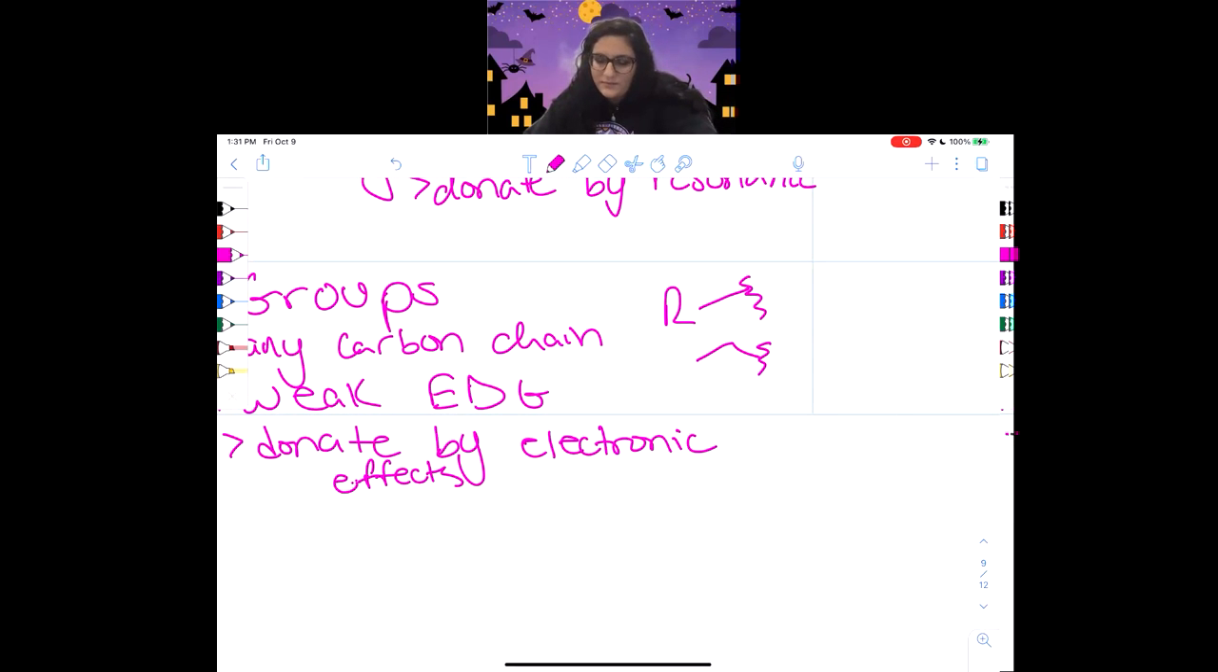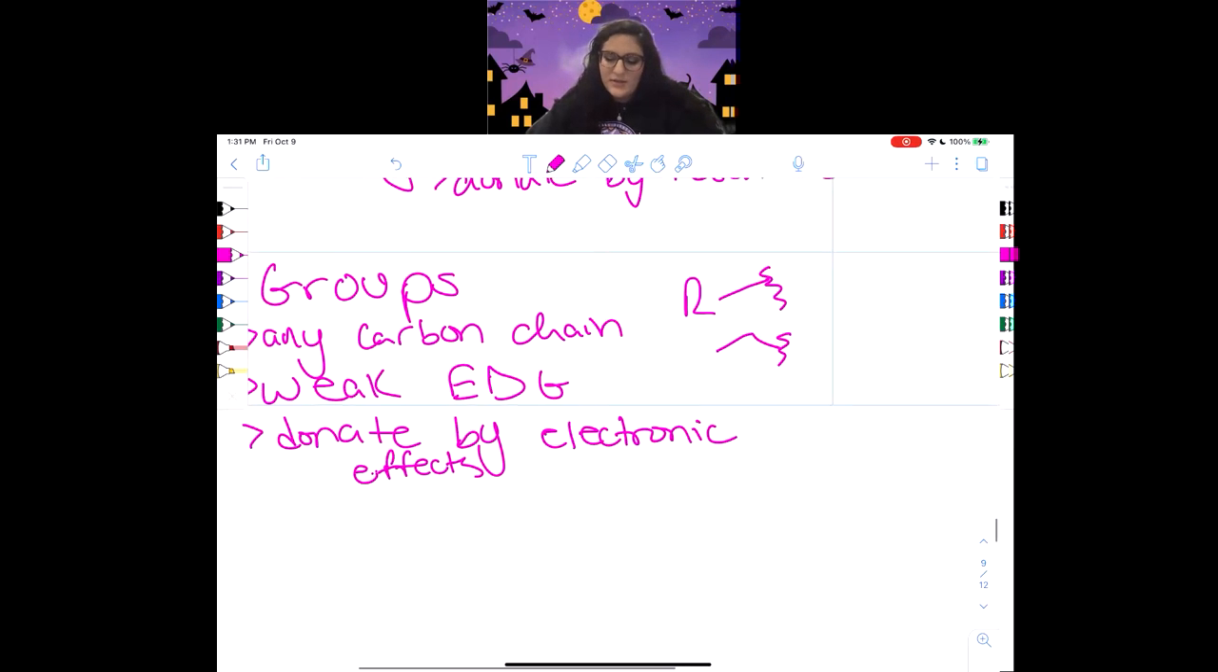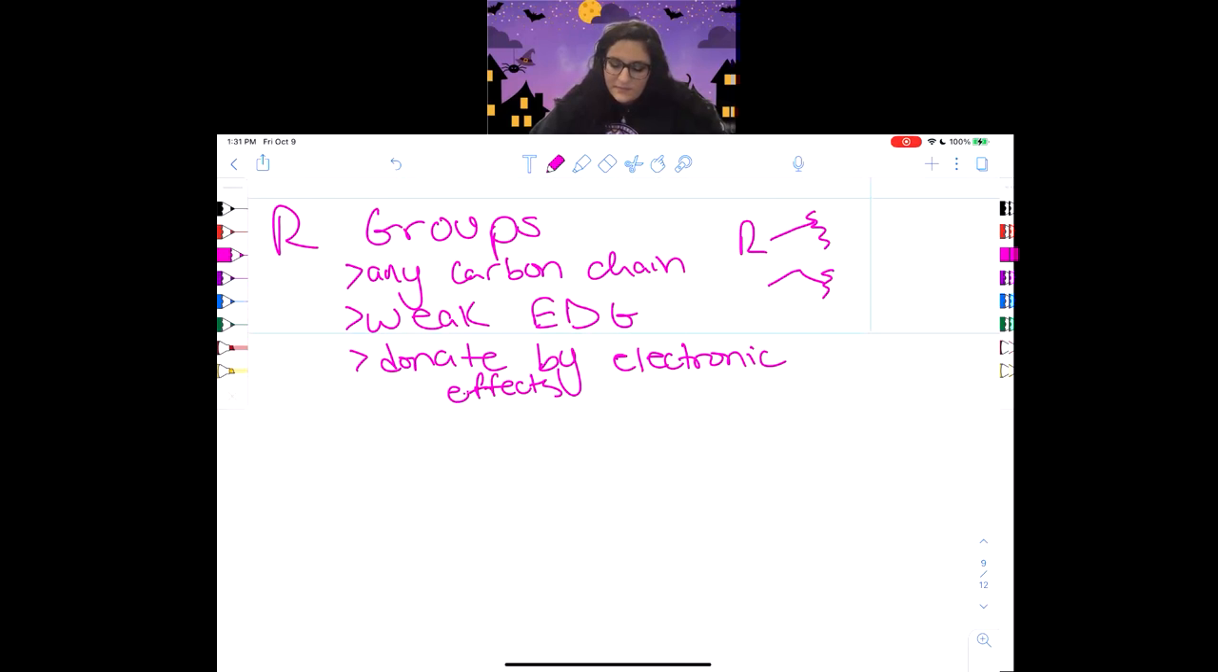Or like any other R group. One other thing I want to mention is, let's say we have a methyl versus a tert-butyl group. Which one is going to be more donating? The methyl or the tert-butyl? Ooh, we're getting some mixed answers.